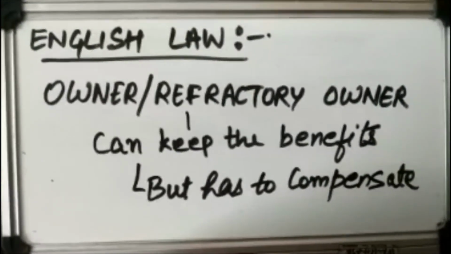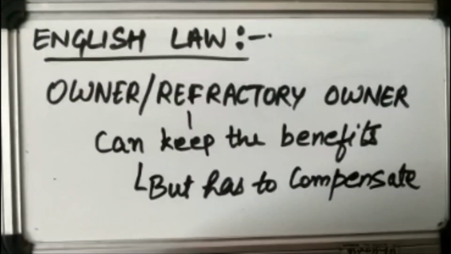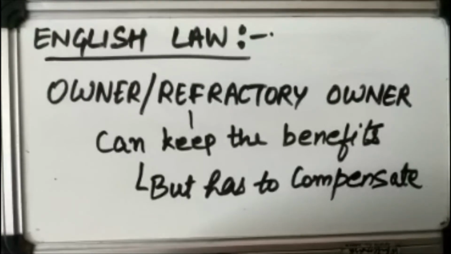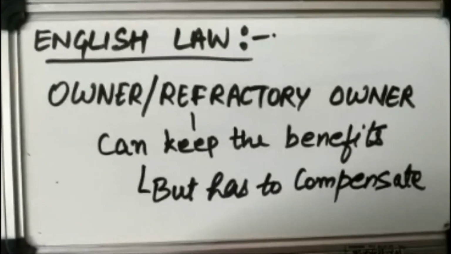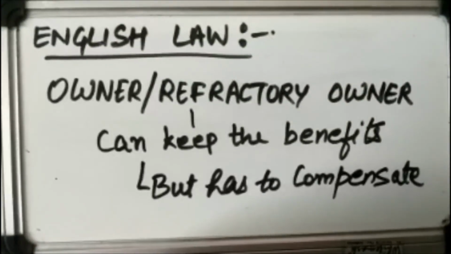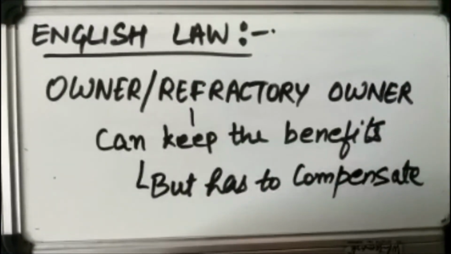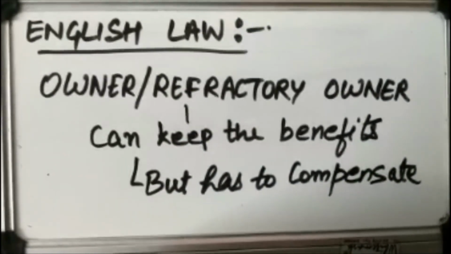Under English law, the owner can elect not to transfer the property and at the same time can keep the benefits arising out of the instrument. In this situation, the owner is known as refractory owner, and in this case, the owner has to compensate the disappointed transferee, and the duty of compensating the disappointed transferee is not on the transferor.